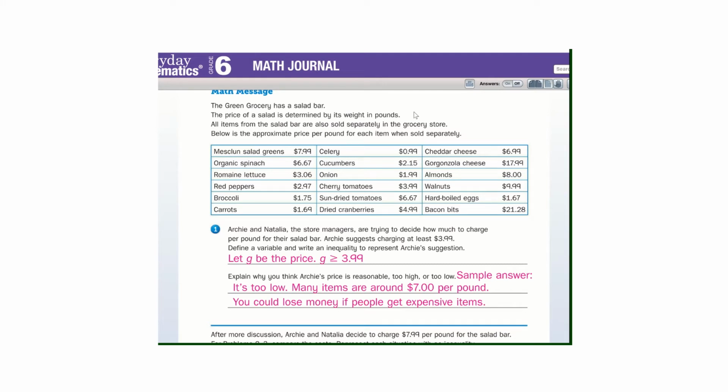So X, G, S, W, whatever you want to use for your variable, greater than or equal to $3.99. According to the book, they think that the price is too low because many of the items are $7 or more. So you could lose money.